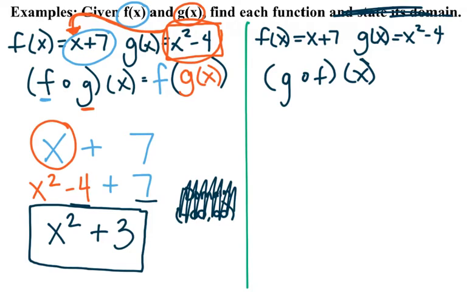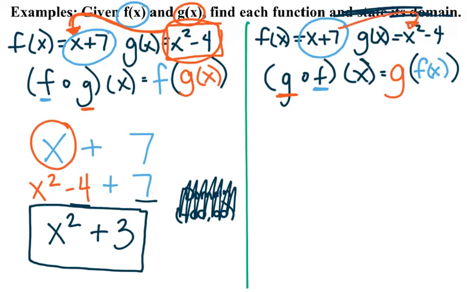Okay, so now we're going to do the opposite of what we just did. So I'm going to do g of f of x. So g is first. It goes on the outside. f is second, so it goes on the inside. So I'm literally taking the f equation and I'm putting it inside the g equation. Alright, so the g equation was x squared minus 4. I'm replacing this x with the stuff that's the f equation. So I'm replacing that x with x plus 7.